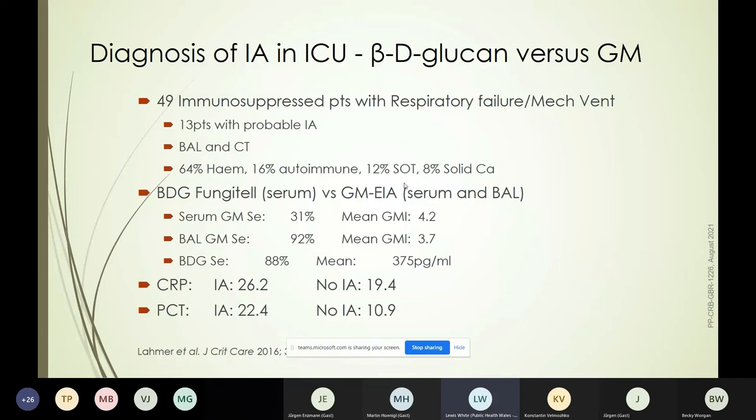If you do galactomannan testing on a BAL specimen, sensitivity is high, irrespective of the underlying condition, and you're going to get around 92% sensitivity. BTD glucan testing on serum actually provides you with sensitivity comparable to that of BAL galactomannan, and you can see that BTD glucan sensitivity in this study was nigh on 90%. And so it might be that BTD glucan testing outside of the neutropenic hematology patient is an alternative for the diagnosis of invasive aspergillosis, providing you combine it with other mycological tests.